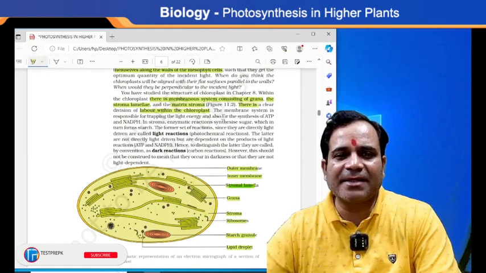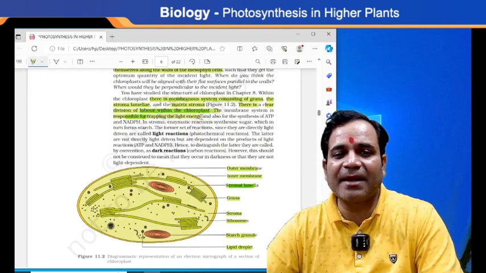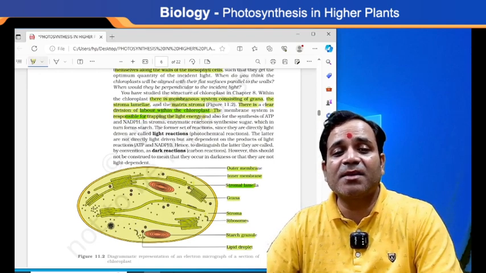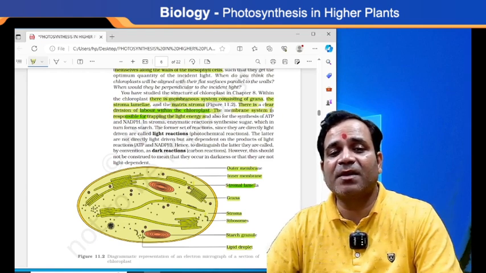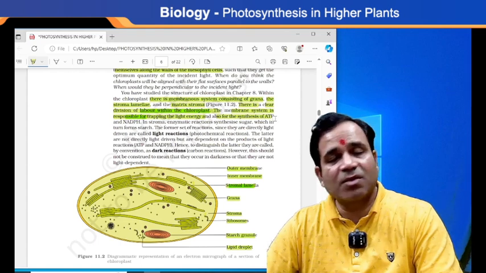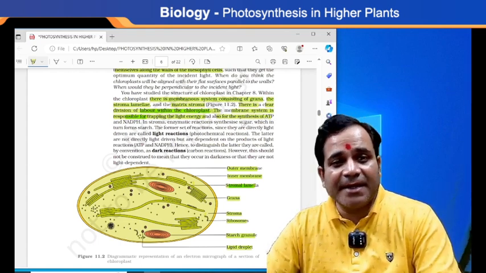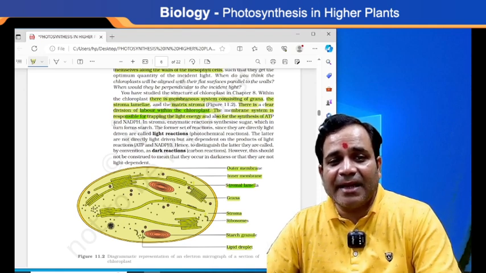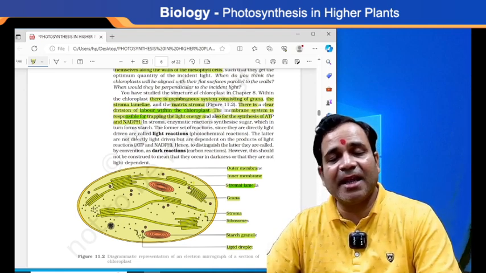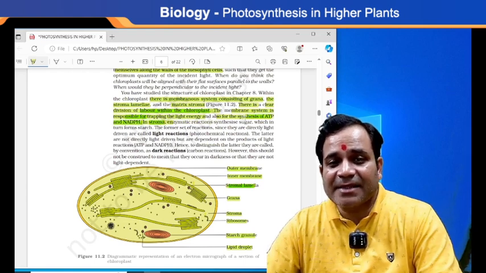Let's see first. The membrane system is responsible for trapping the light energy. Which one is responsible here? The membrane system is responsible, and also for the synthesis of ATP. Whenever I say the synthesis of ATP, it needs light energy, my dear, and NADPH. Lastly, in the stroma, enzymatic reactions synthesize what?